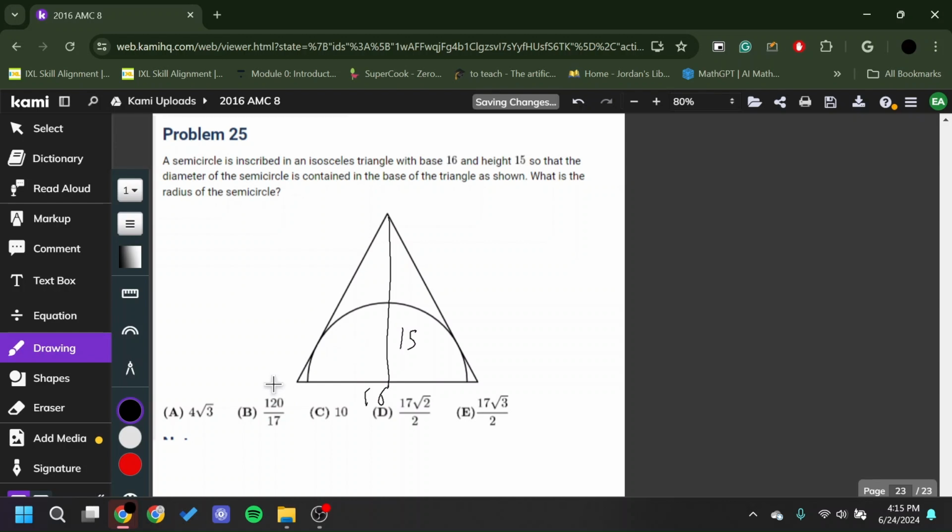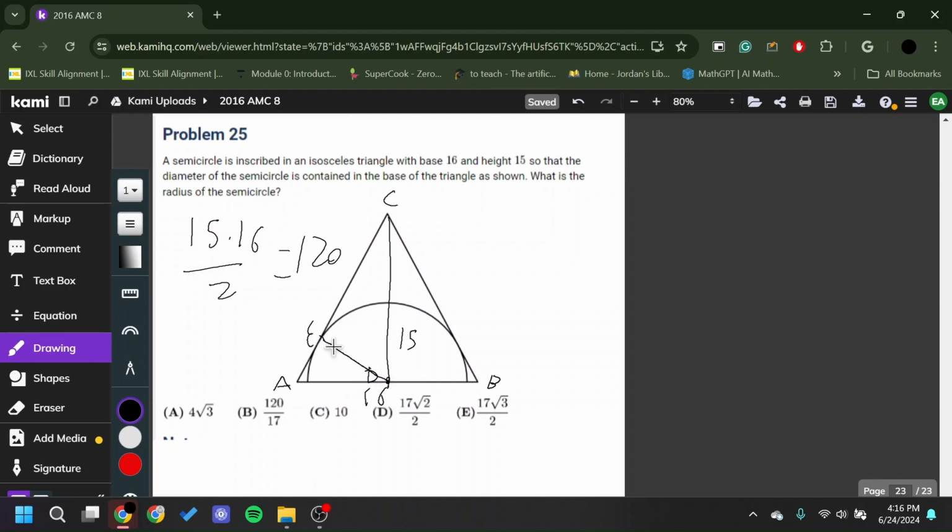We can label these points. We can have A, B, and C. Okay? So the first step is to find the area of the entire triangle, which I will explain later, which is 15 times 16 over 2. That's going to give us 120. And we can make an equation to find the radius. But I'm going to label some more stuff first. So we can set this point as D and this point as E. DE is the radius of the circle, as you can see.